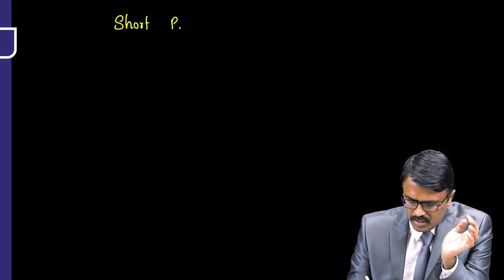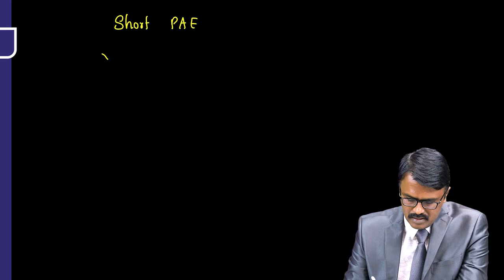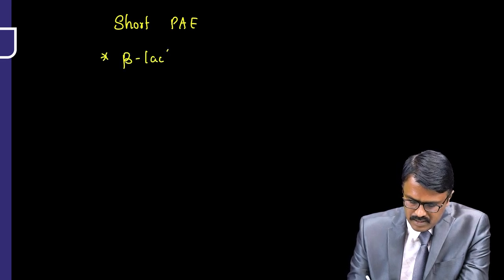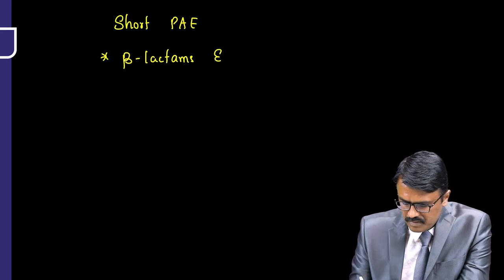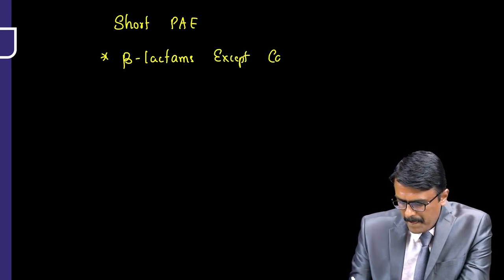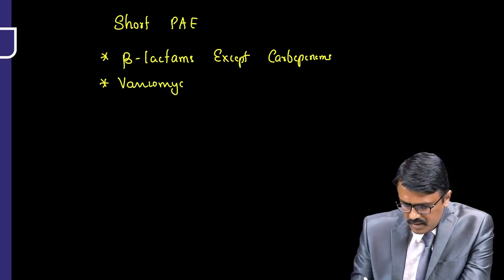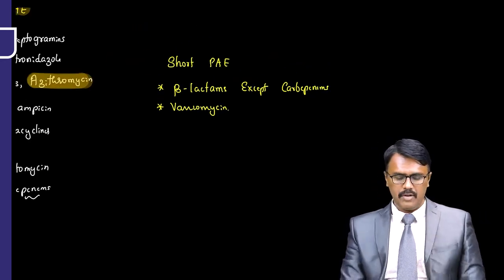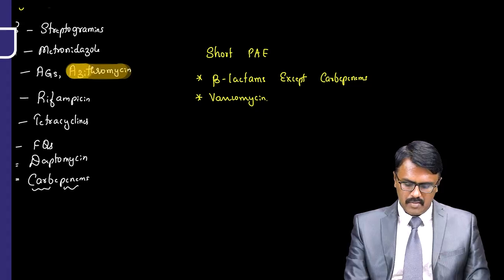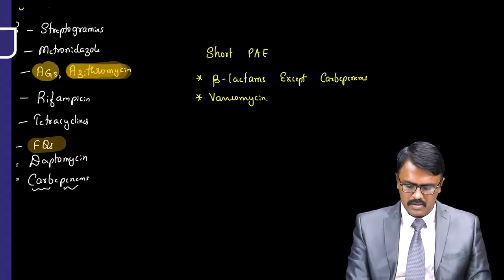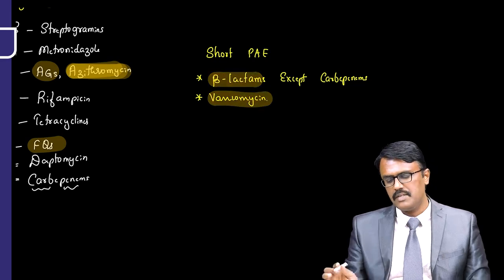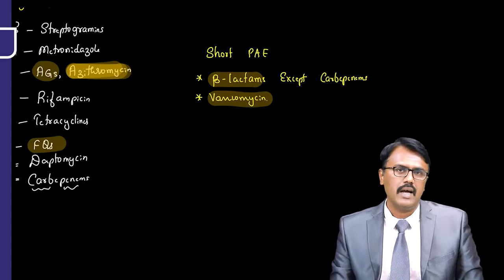Now there are drugs which have short post-antibiotic effect. What is the example for that? The beta-lactams. Except what? Except carbapenems. And then vancomycin. Right. So this is the example for it. Now basically for your exam, remember it is azithromycin, then fluoroquinolones, then aminoglycosides, and here you remember beta-lactams and vancomycin. These are the things which they keep on frequently asking in your exam.